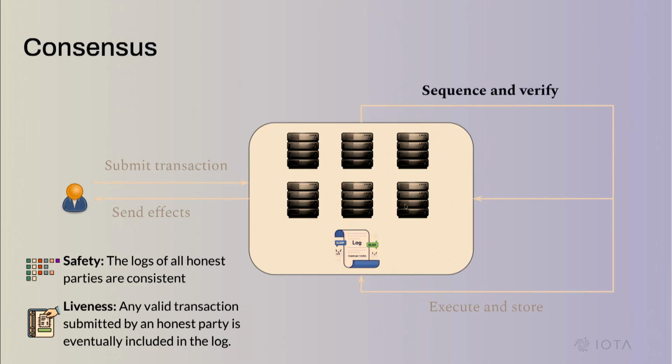Typically when we talk about consensus, we want to provide two properties, safety and liveness. Safety means that the logs are consistent across all the honest validators, and liveness means that if a valid transaction is submitted to one of the honest validators, then eventually it will be included in the log of all honest validators.